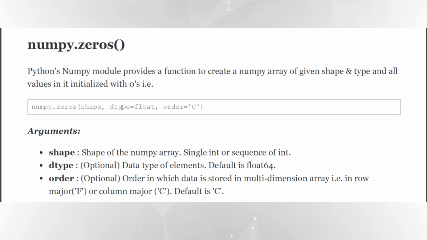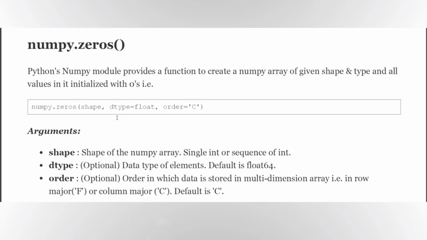Second argument is the data type. It's an optional argument. By default, all the elements inserted in the NumPy array will be of float type, like 0.0. And third argument is the order. Order in which we want data to be stored in the multidimensional array, like it should be row wise or column wise. By default, it's column major.